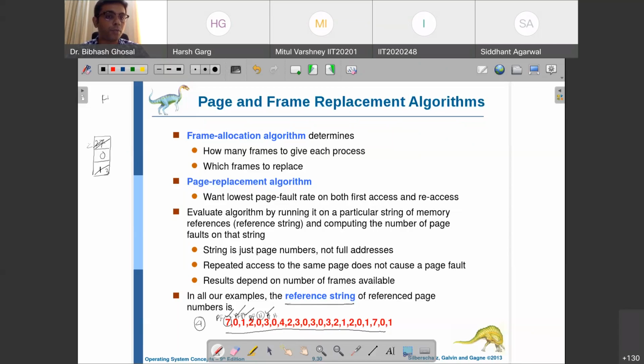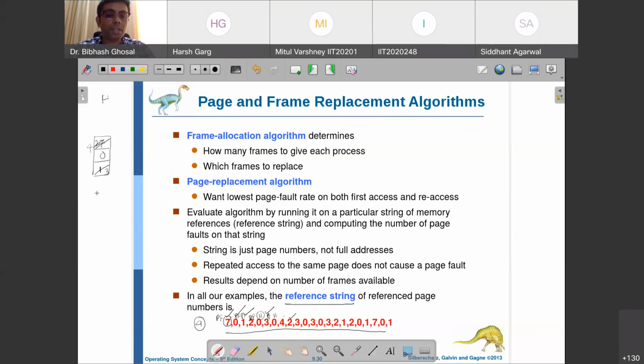Let me remove 2 by 4. I just remove 2 by 4 and immediately I have 2. See, look at the problem. I just remove 4, I just remove 2, and immediately the next reference was again 2. This is the problem.